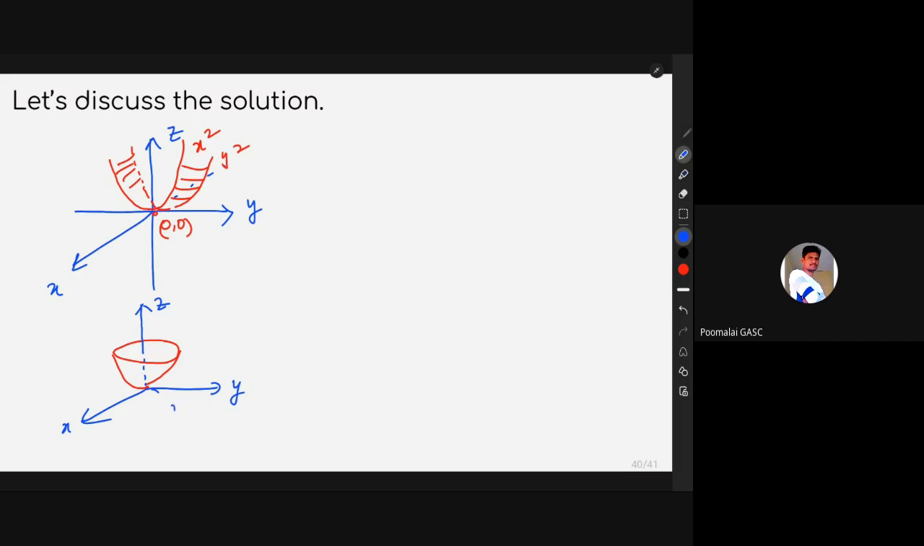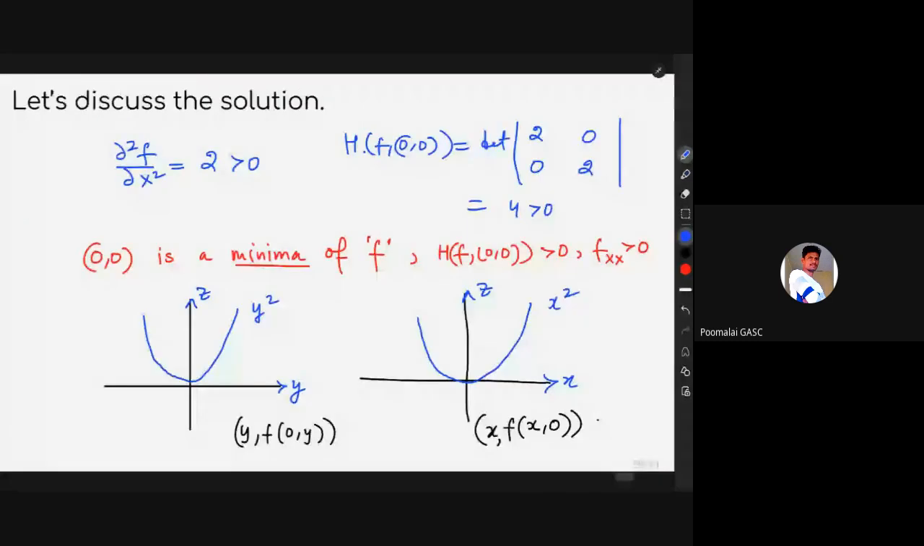Okay, this is the graph of the function x square plus y square. So you can see that whichever direction you go, you are going to the minimum value point of the function. And everywhere else it is getting larger and larger values. Okay, so that is the idea behind the geometry of this function. That's the aim of this question.